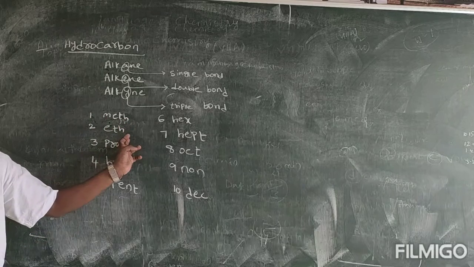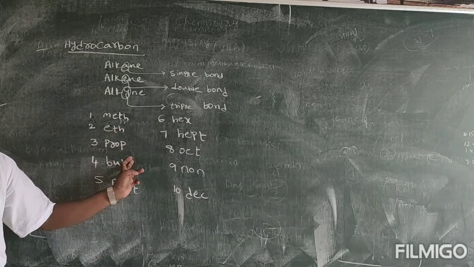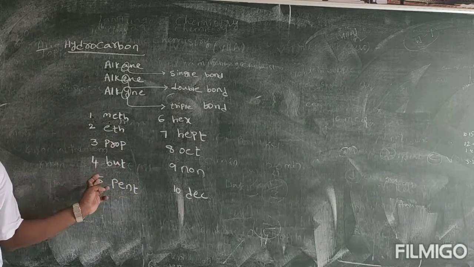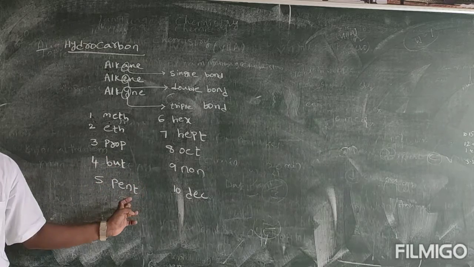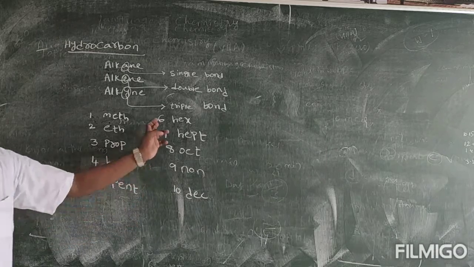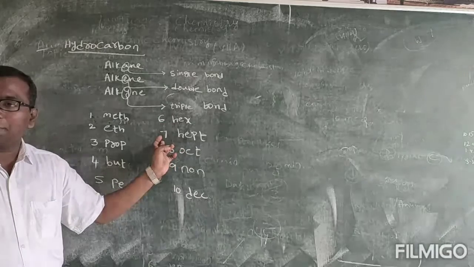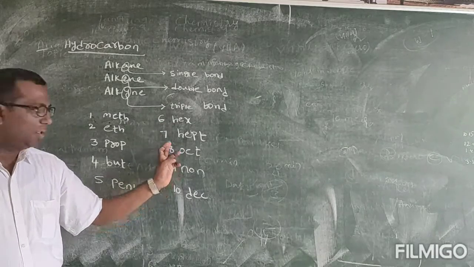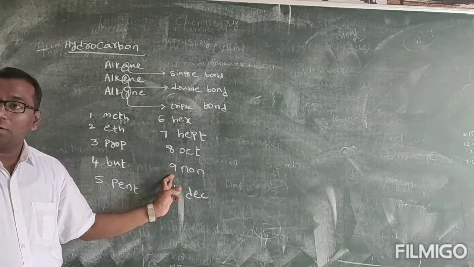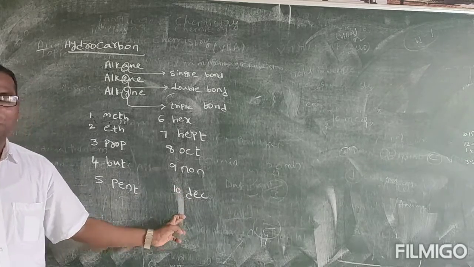Suppose if there is 1 carbon atom, then it is meth. If it is 2 carbon atoms, it is eth. 3 carbon atoms, prop. 4 carbon atoms, but. 5 carbon atoms, pent. 6 carbon atoms, hex. 7 carbon atoms, hept. 8 carbon atoms, oct. 9 carbon atoms, non. 10 carbon atoms, dec.